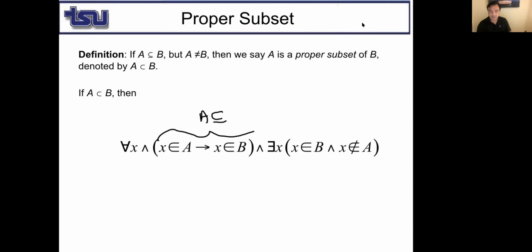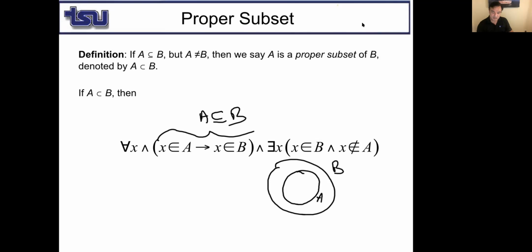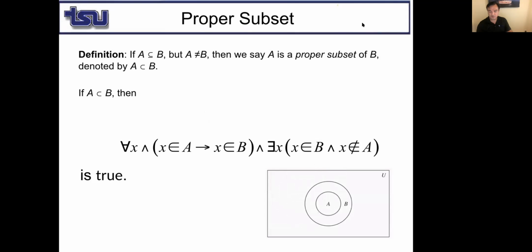However, there is an element, at least one element, which is in B but which is not in A. In other words, if this is set B, this is set A, and these are the elements of A, that means there's at least one element of B which is not in A. So that is a proper subset of B. That's how you show it. This is the universal set, this is B, and this is A.